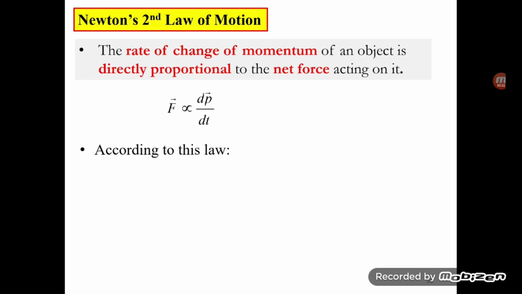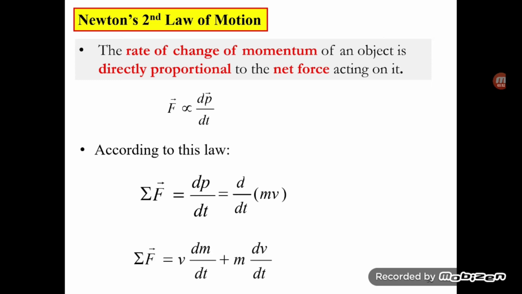According to this law, summation of F is equal to dP over dt. P is momentum. Momentum is a product of mass and velocity. So we get summation of F is equal to V dm over dt plus m dv over dt.